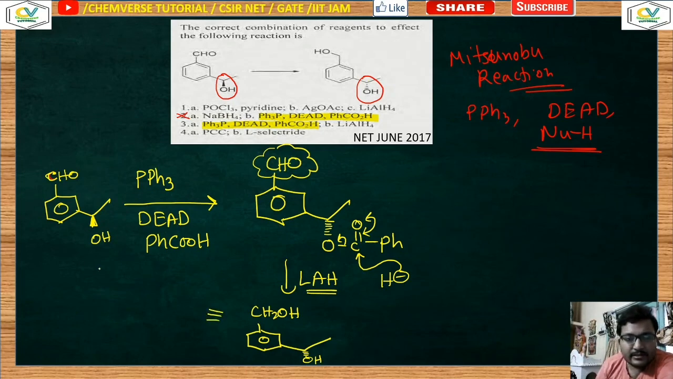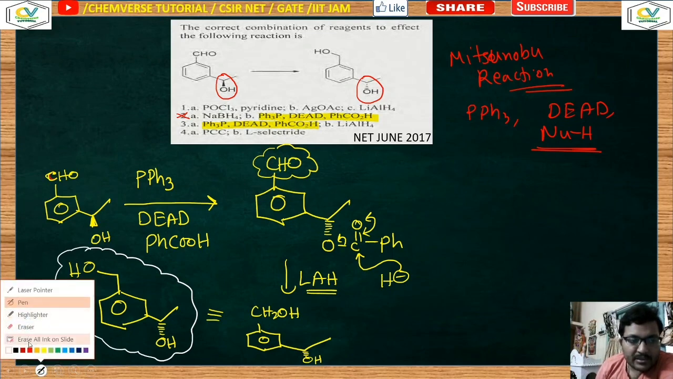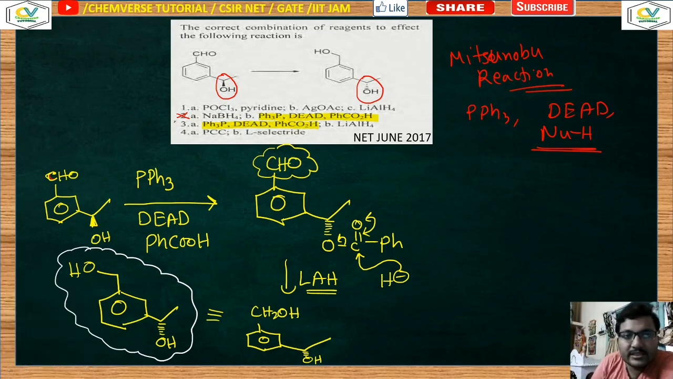So if I write it here properly, here CH2OH is there and OH is present in the below position, and this is your desired product. So if you look at this option, this is your desired product. So option number 3 is your correct answer for this question.